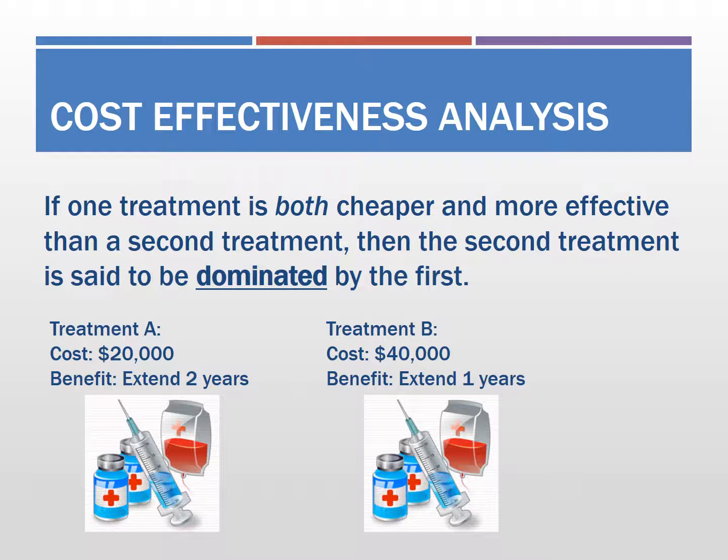On the other hand, another company comes up with a different treatment, which is treatment B. It costs about $40,000 in total, but this treatment can only extend the patient's life by 1 year. So in this case, treatment B is both more expensive and less beneficial to the patients. Given that, we say that treatment B is dominated by treatment A. We also call this a dominated treatment.